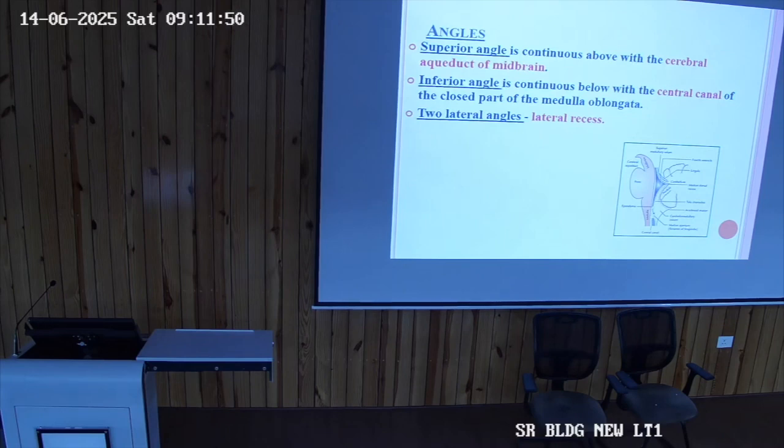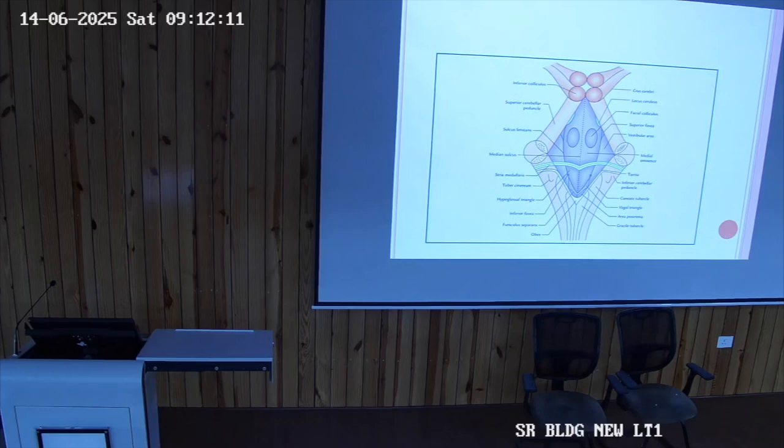So at the two lateral angles, there are two extensions. They are known as the lateral recesses, and they are located at the cerebellopontine angles. So that means the lateral angles are extending into the recesses. There is one superior angle, an inferior angle, and then there are two lateral angles. So these are actually the connections it is making.